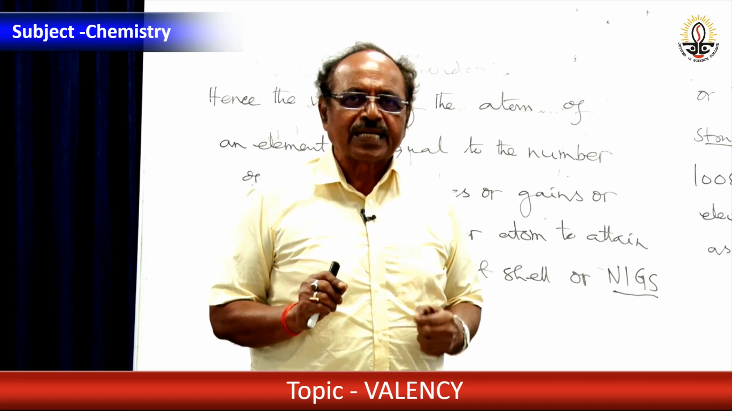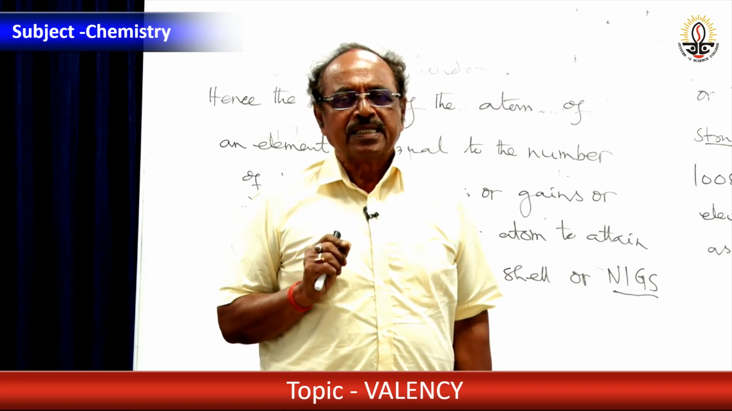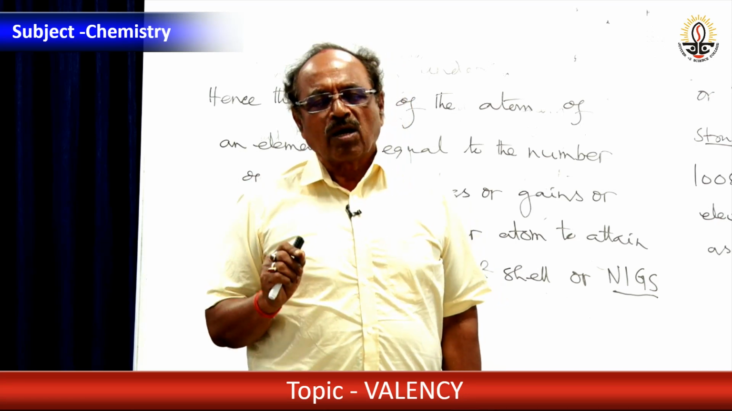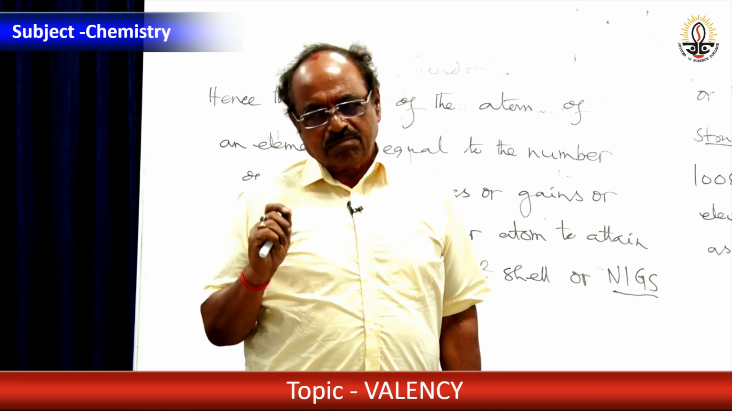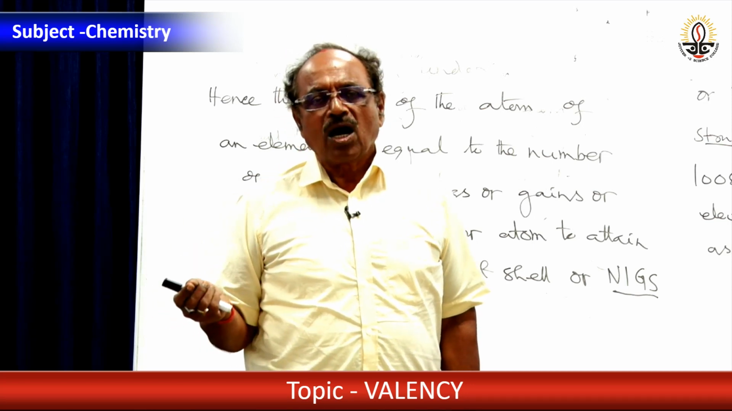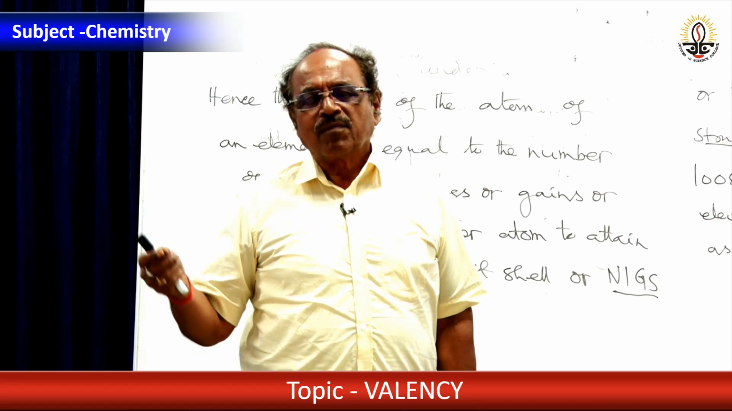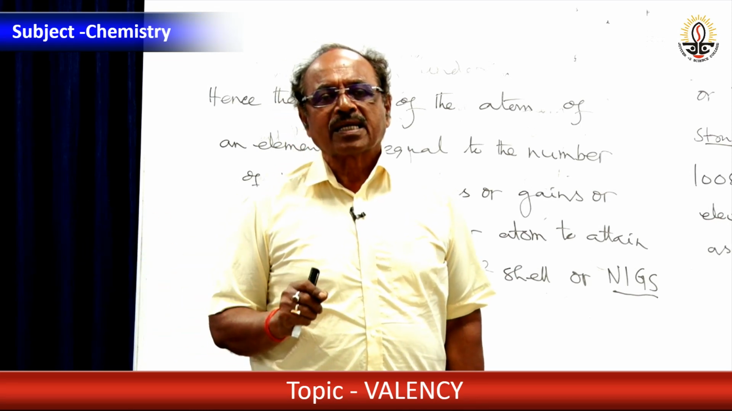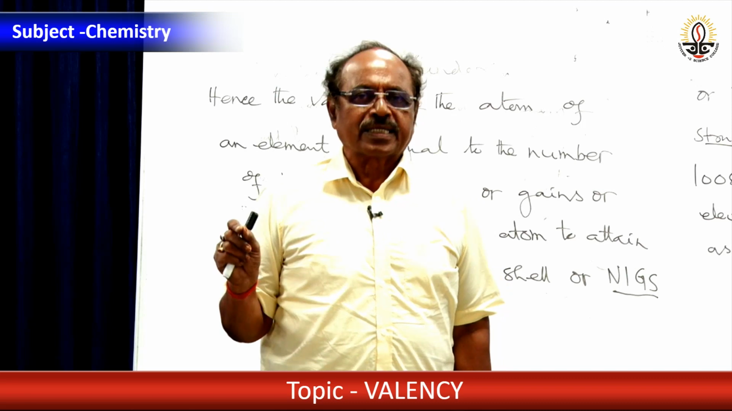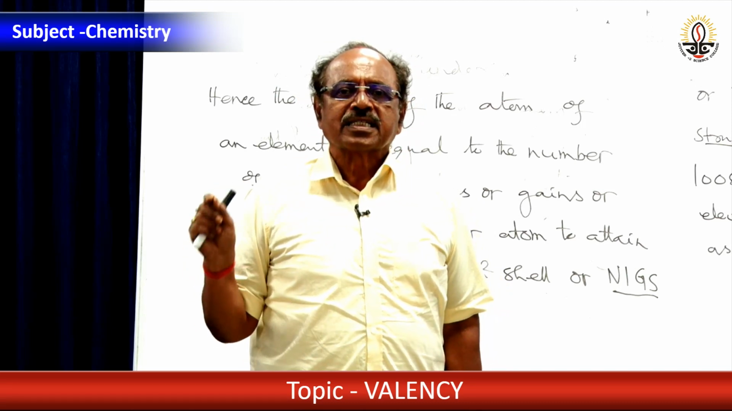So, now we come to a conclusion here. The valency of the atom of an element is equal to the number of electrons it loses or gains or shares with the atom of the other element during chemical combination to attain octet or nearest inert gas structure.